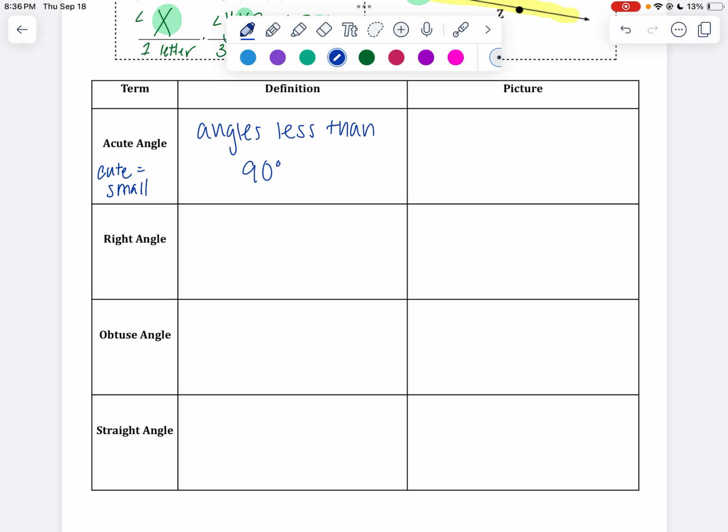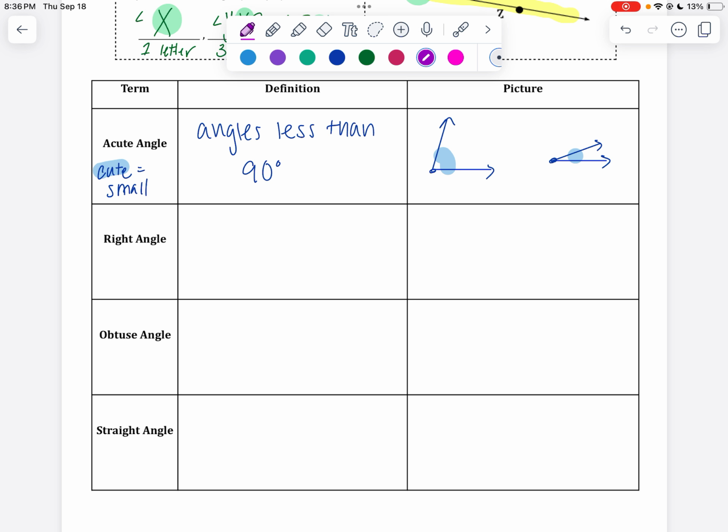So here are some examples. I can start with my vertex, do a ray that way, and a ray up there. I can also do my vertex, a ray down there and a ray down there. Whatever is less than 90 degrees. And I can also show it like this. It's very, very cute. So we're looking at those kinds of angles.